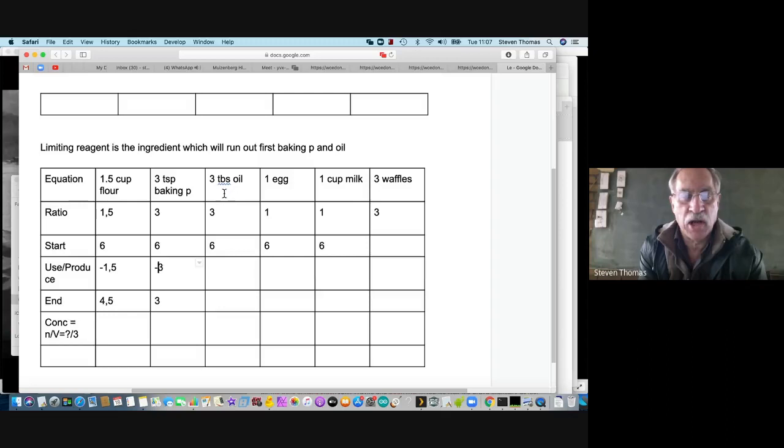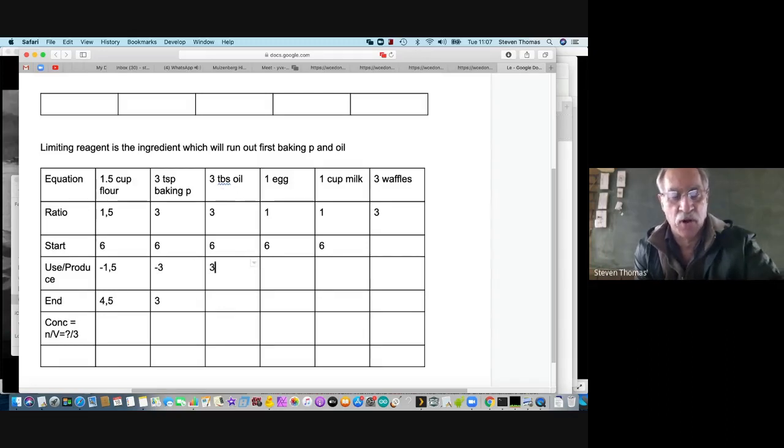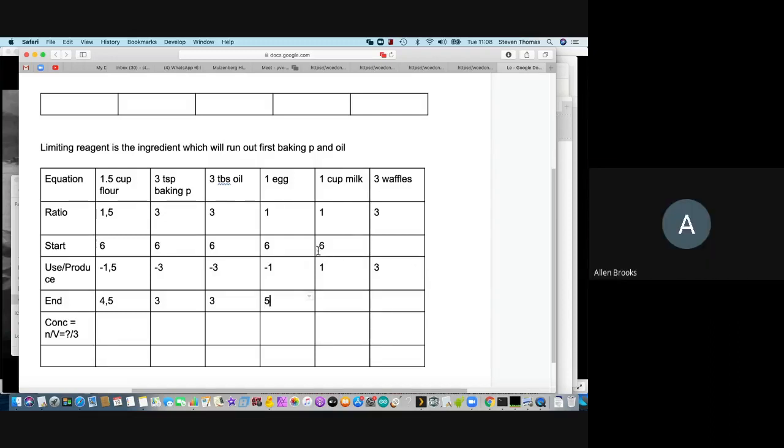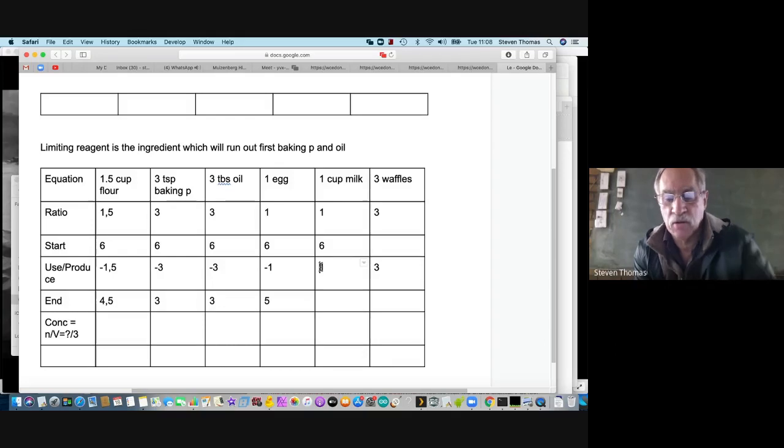Okay, so I used 3 tablespoons of oil, 1 egg, 1 cup of milk, and I produced 3 waffles out of that mixture. So I started with 6, I used 3, so I end with 3. I started with 6 eggs, I used 1, minus 1 gives me 5 eggs. I started with 6 cups of milk. I used 1 cup, so I end with 5 cups of milk.